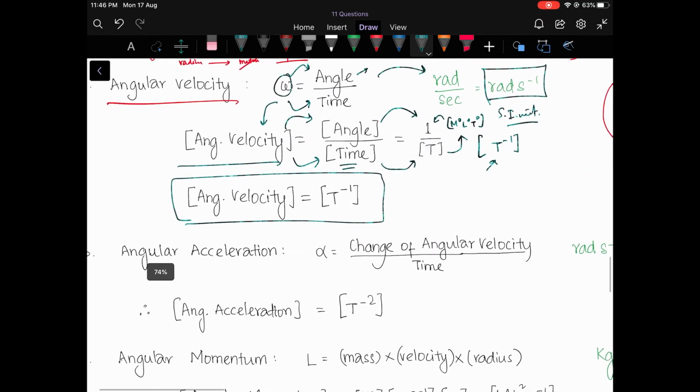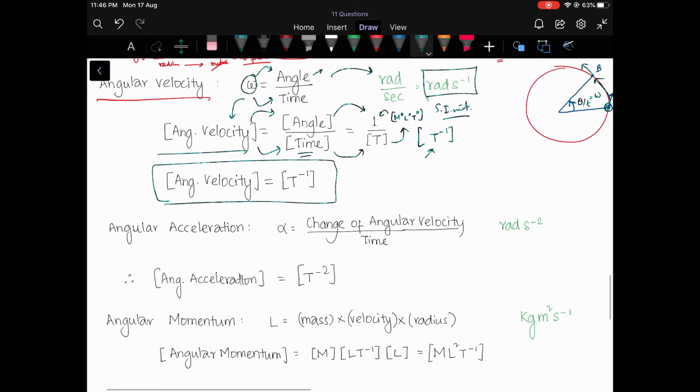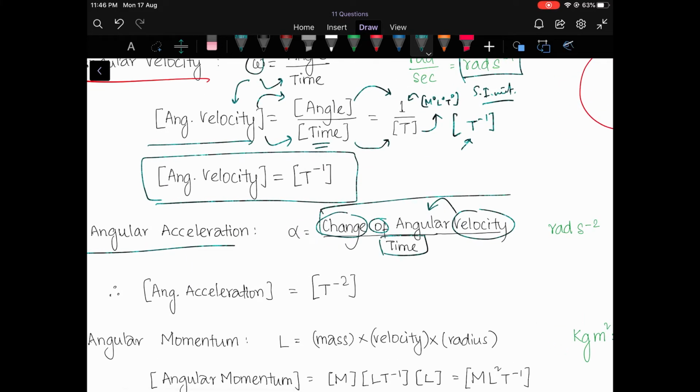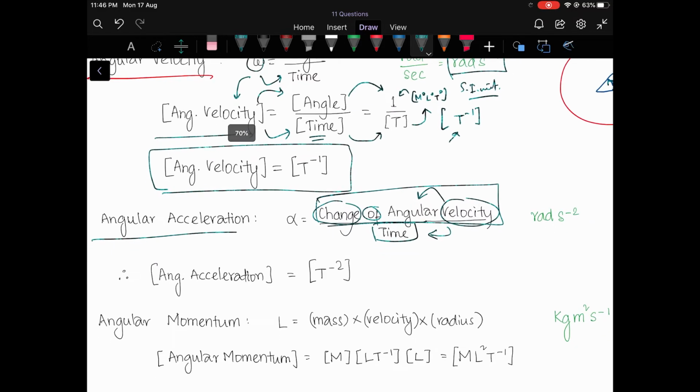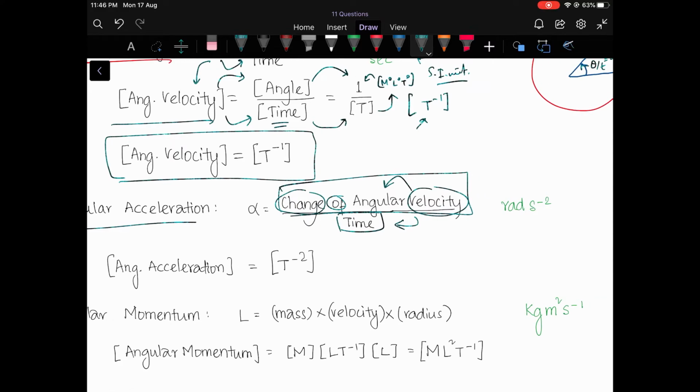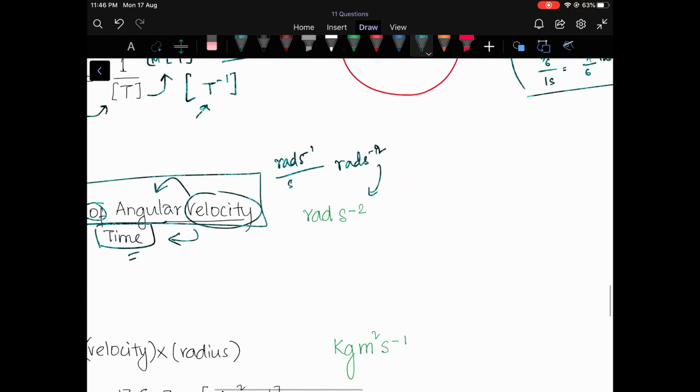Then we also have something called angular acceleration, which is defined as change in velocity, but this time angular velocity, by time. That means how much is the change in angular velocity and how much is the time taken by it. So it is the rate of change of angular velocity. Now change of angular velocity is measured in radians per second and time is measured in seconds. That's why we have radians per second square as the SI unit of your angular acceleration. If you remember, your normal acceleration is given by meters per second square, but your angular acceleration is given by radians. Instead of meters, we have angle here. Second, we still have second minus 2.